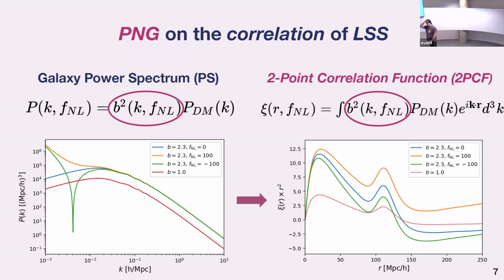This kind of k-dependent bias is degenerate with modified gravity. Can you disentangle this kind of effect from primordial non-Gaussianity with modified gravity? That probably should induce a scale dependence.